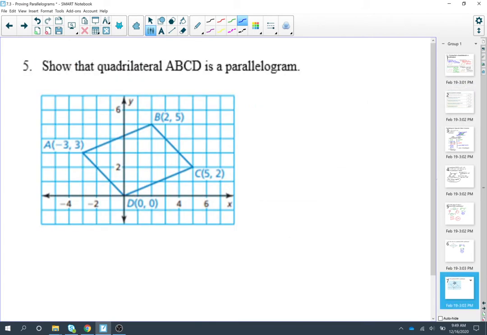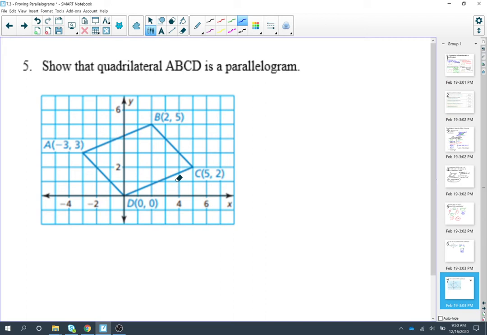Now, if I'm looking at the sides, proving that these are going to be the same length is going to require the distance formula. That's too much work. I don't want to do it. Proving that these angles are congruent is going to require some sort of math on a grid that I don't even know of right now, so I'm not going to do that. Proving that the diagonals bisect each other, first of all, would require me to find the diagonals and then prove that they bisect each other. So I don't want to do any of that either.